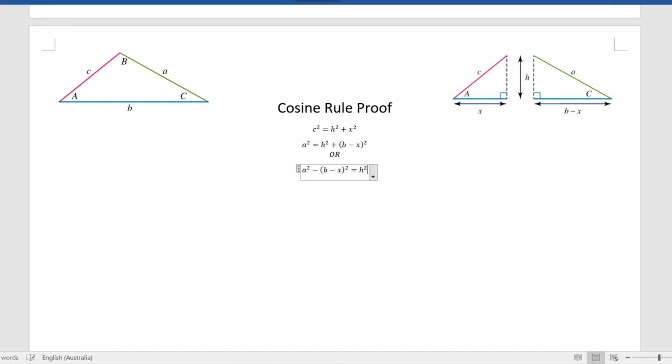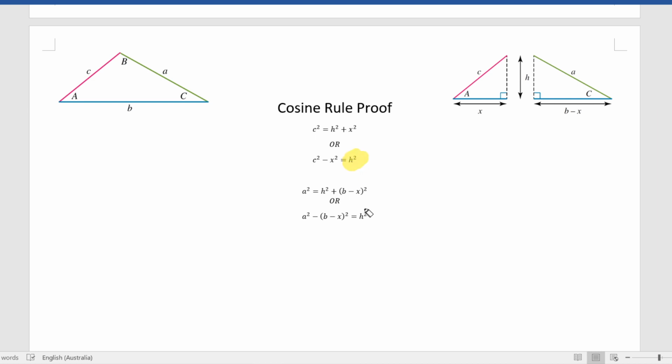Now, the purpose of that, and up here I'm also going to do something similar. Instead of c squared equals h squared plus x squared, let's rewrite this as c squared minus x squared is now just going to be equal to h squared. Now, let me just show you the purpose of that.